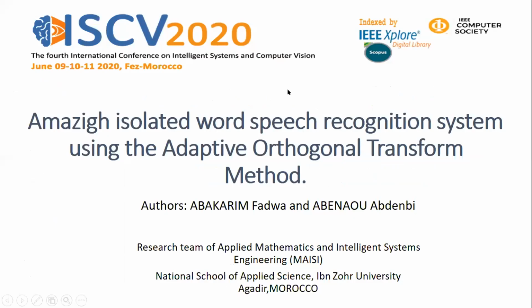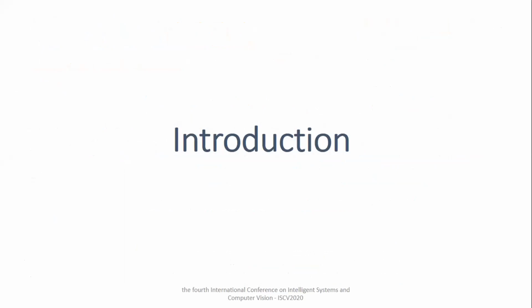Good morning, everyone. I will present the Amazigh Exalted Word Speech Recognition System using the Adaptive Orthogonal Transform method. The Amazigh language is considered the oldest and the most used language in North Africa. In Morocco, about 50% of the Moroccan population uses this language in their daily life. It can be classified into 3 types: Tarifit, Tamazight, and Tashilhit.